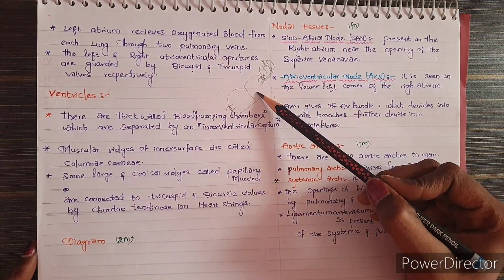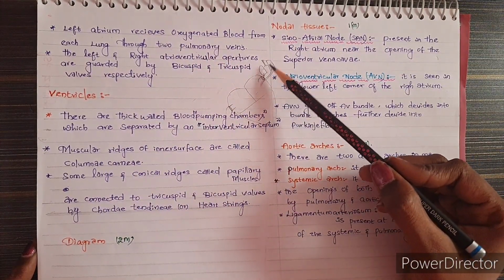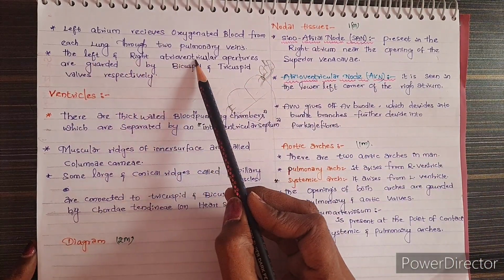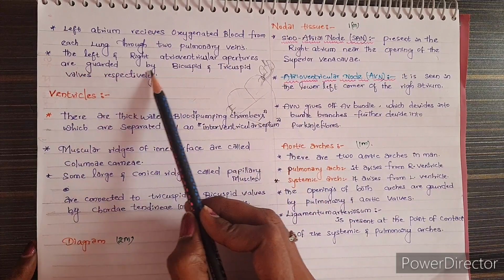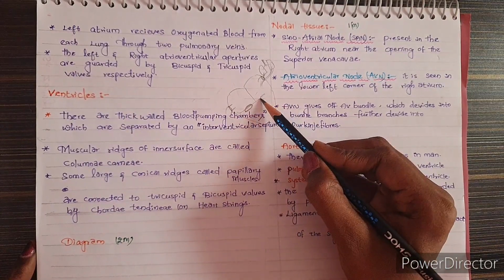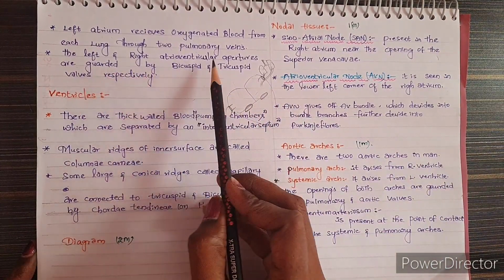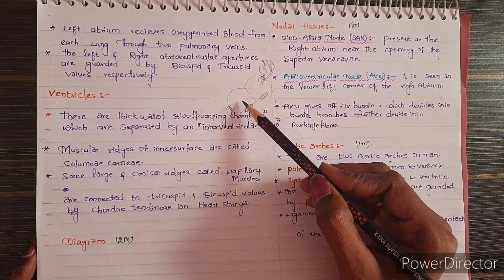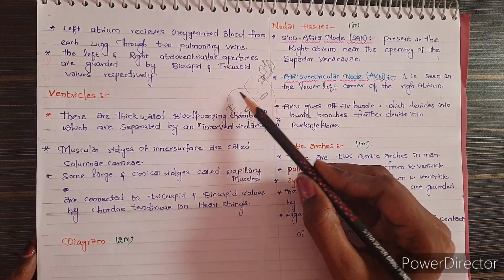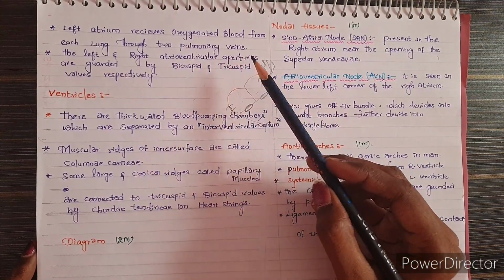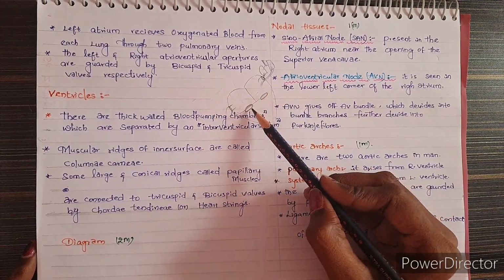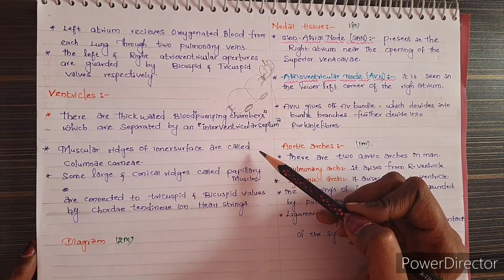So this is the left atrium, and it receives oxygenated blood from the two lungs through pulmonary veins. The left and right atrioventricular apertures are guarded by bicuspid and tricuspid valves respectively. As they are situated between the atria and ventricle, they are called atrioventricular apertures.